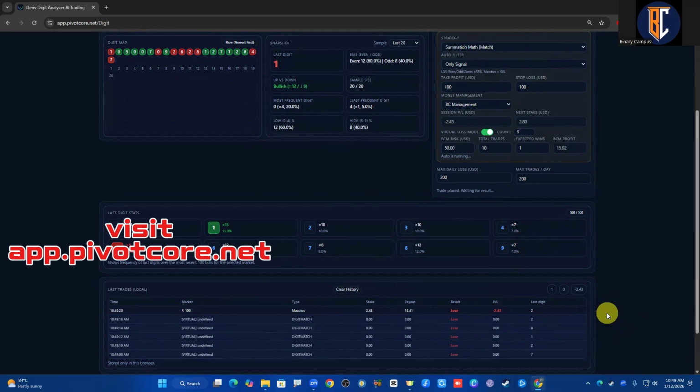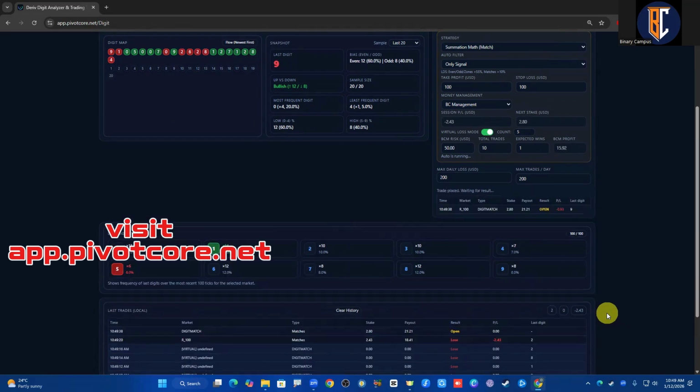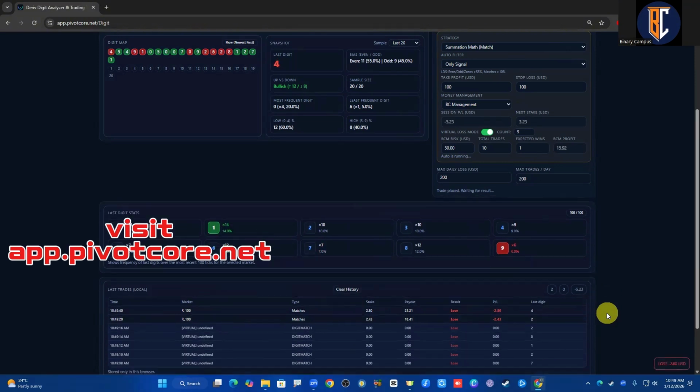Let's break down the strategy. We are using a digit matcher approach. In standard trading, you might just pick a number and hope for a match. That is gambling, not trading. To turn this into a system, we introduce the concept of virtual loss.